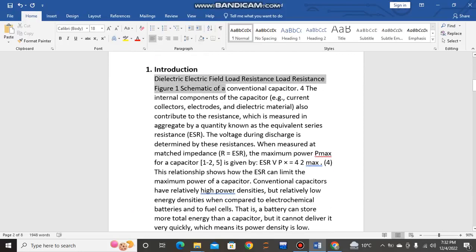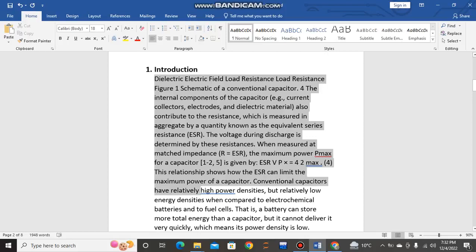Dielectric, electric field, load resistance. Figure 1: schematic of the conventional capacitors. The internal components of the capacitor, current collectors, electrodes and dielectric material also contribute to the resistance, which is measured in aggregate by the quantity known as the equivalent series resistance. The voltage during the charge discharge is determined by the resistance when measured by the matched impedance. The maximum power P max for a capacitor is given by ESR. This relationship shows how the ESR can limit the maximum power of the capacitor.